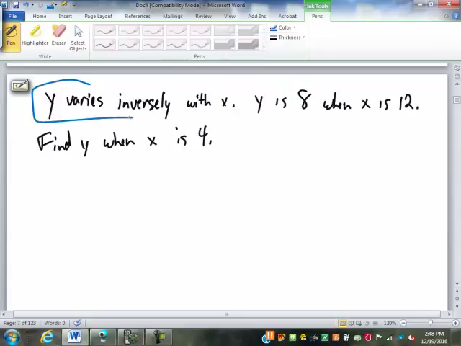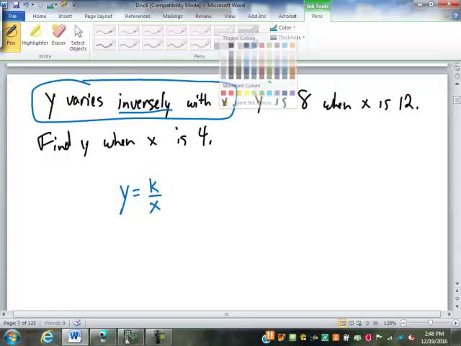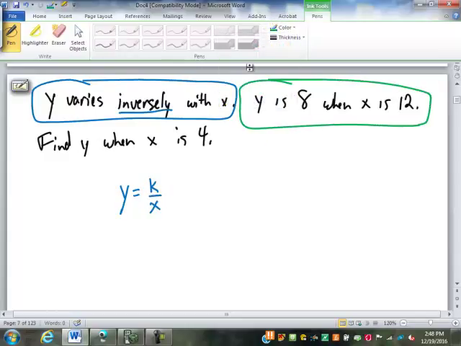So once again, here's my first piece of information. What's that telling us? Y equals constant times x or constant divided by x? Inversely means divided by. Constant divided by x. Second piece of information. Y is 8 when x is 12. So what's that mean? Replace y with 8, x with 12.